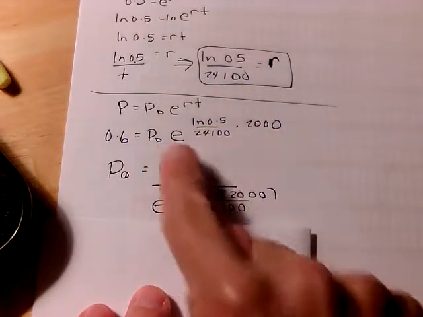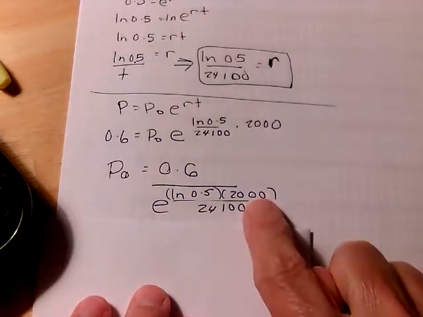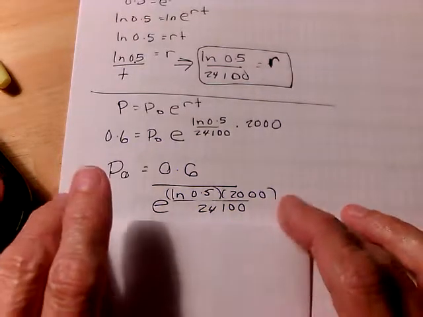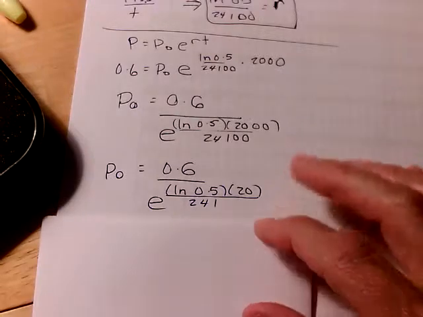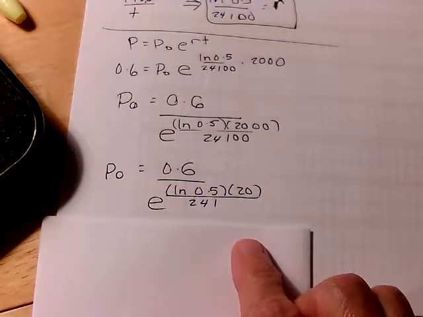We're going to divide both sides by e to this mess. And then I see I have 2 zeros here, 2 zeros here. So my simplified expression, this is what I got to punch into my calculator.